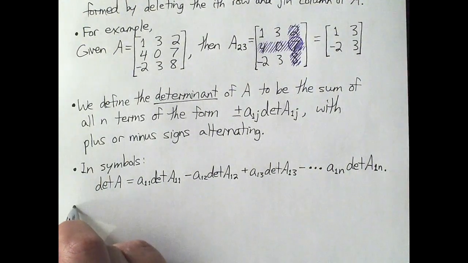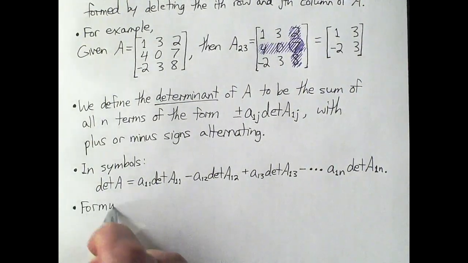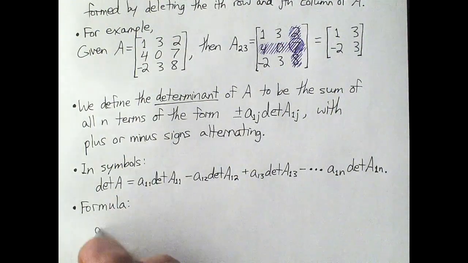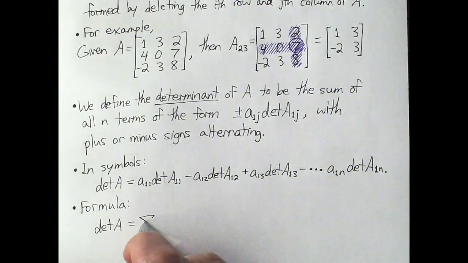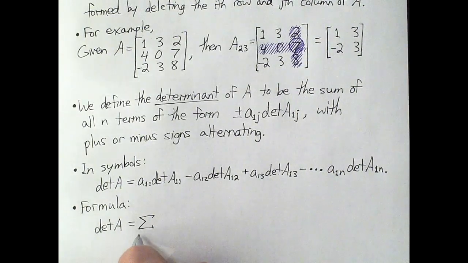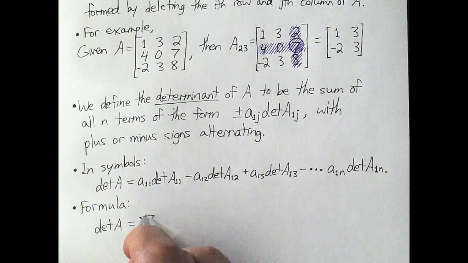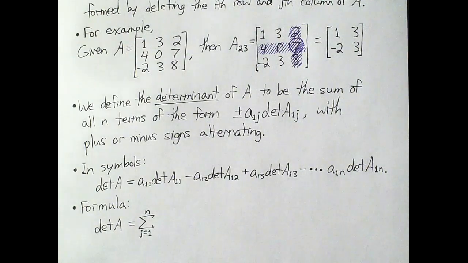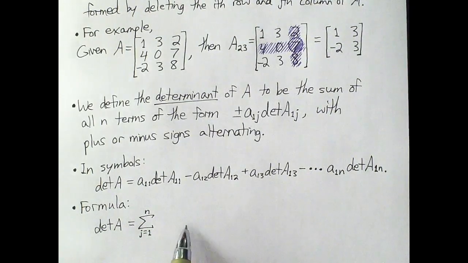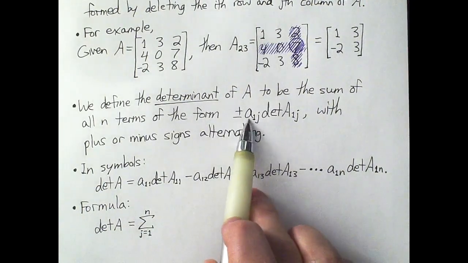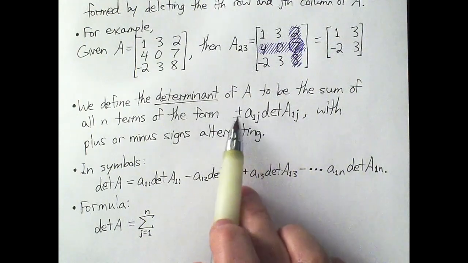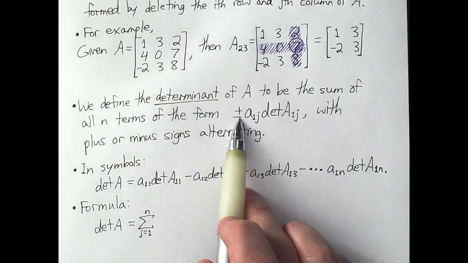I'll show you another way to write this as a more compact formula. What's a good way to write a long sum in a more compact formula? Sigma notation. Write big Greek letter sigma. Let's say this goes from j equals 1 to n, because it's an n by n matrix. And if you look at what I wrote above, I basically want to say A1j determinant A1j, like this right here. But how do I deal with the plus or minus that alternates?